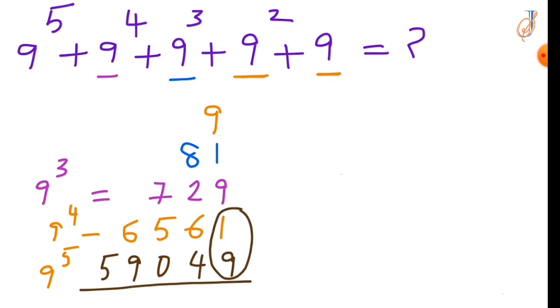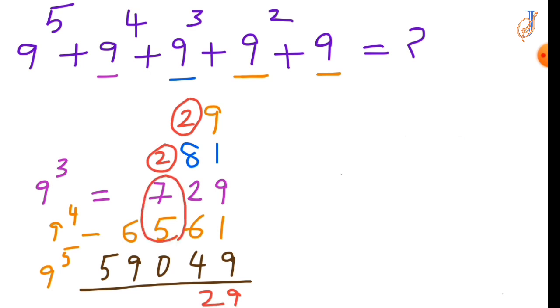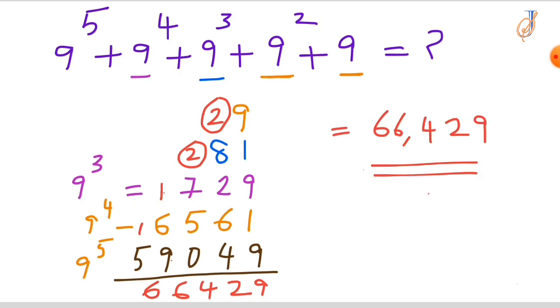9 plus 1 it is 10. Again 9 plus 1 it is 10. 10 plus 10 20. 20 plus 9 29. 8 plus 2 10. Then 2 plus 6 8. Then 4. So which gives 22. Now 7 plus 5 12. 12 plus 2 14. 9 plus 1 10. 10 plus 6 16. And 5 plus 1 is 6. So the sum is 66,429. So now I will show the second method, geometric progression.